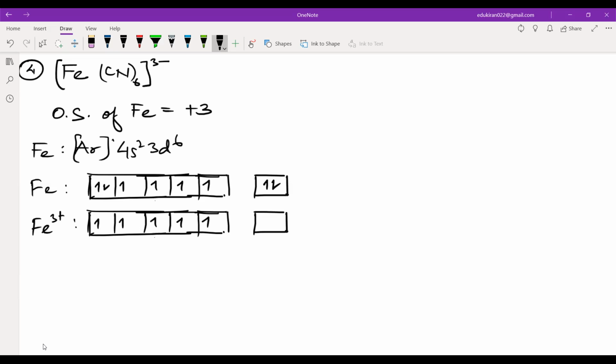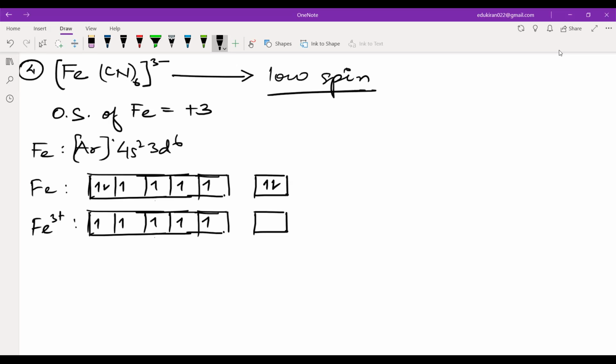So you are seeing the steps here. First, the oxidation state, then the electronic configuration, then you draw the orbital diagram for neutral Fe, and after that for Fe3+. When you have drawn the orbital diagram of the ion present in the metal complex, you have to ask whether pairing will happen or not. Then you look whether it is paramagnetic or diamagnetic, and whether it is low spin or high spin. So we found that this is a low spin complex.